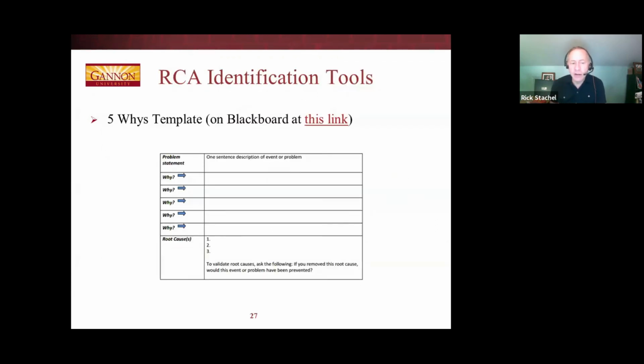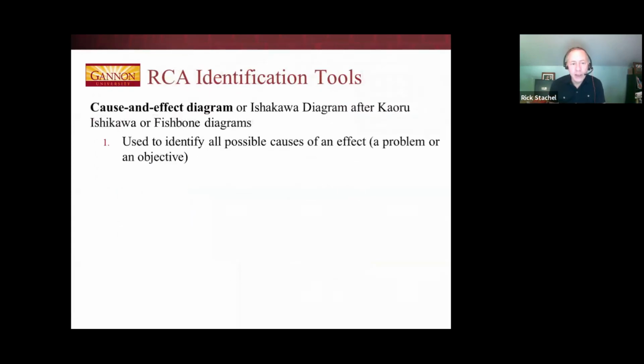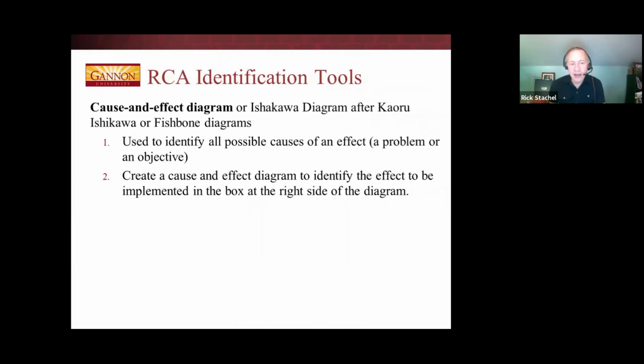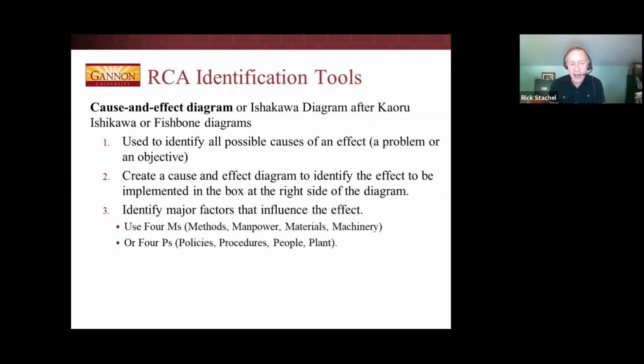And then, of course, there is that 5 whys, which helps us in RCA to identify causes. We went through that, and there's also a link to this exact template on Blackboard. We did a cause and effect diagram, which identifies all the possible causes of an effect, and then creates that diagram for the effect to be identified. And we talked about using it in 2 ways.